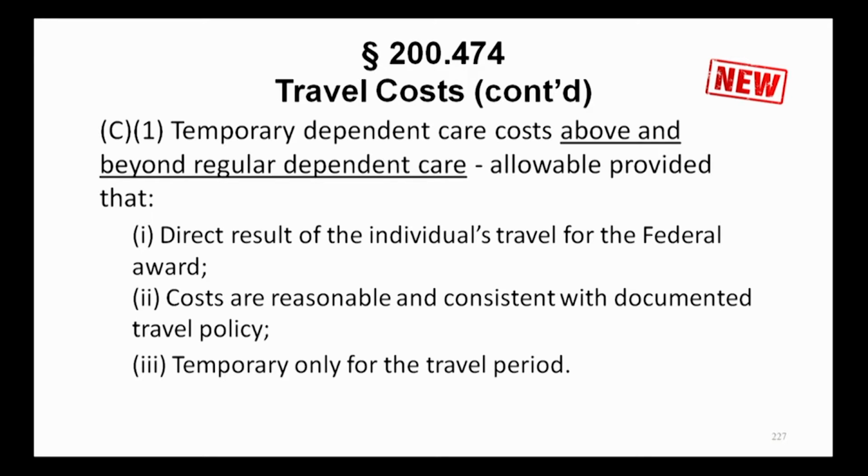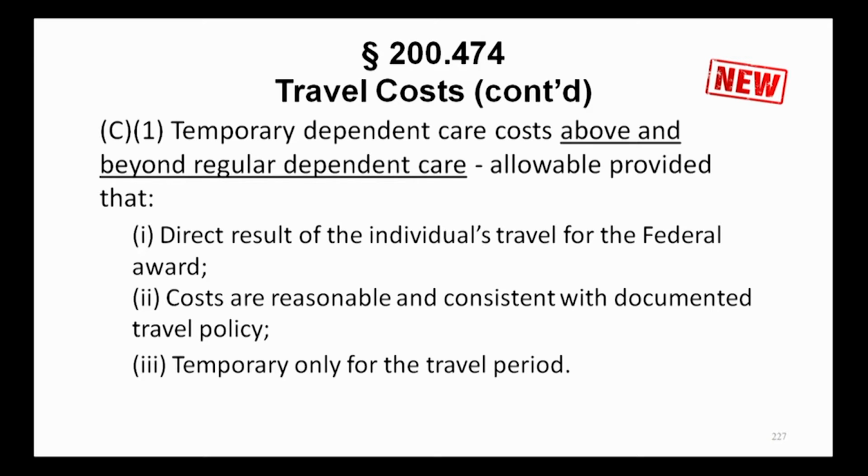Another really important one, a new change, and again, as part of the uniform guidance emphasis on family-friendly policies. Here's an example of that, in paragraph C1, under travel costs, we now have the ability to have temporary dependent care costs above and beyond, and that's the key, above and beyond regular dependent care. If you're going to do that, you have to meet these standards. So take a look at these.